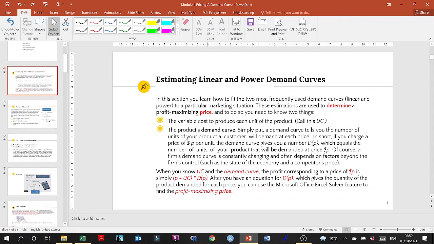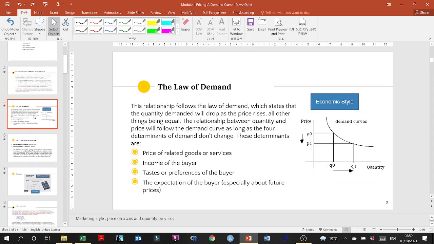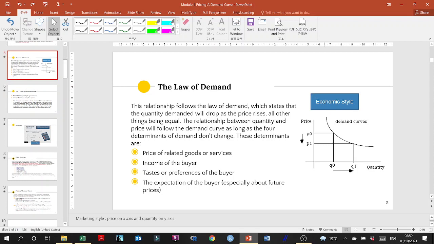We talked a little bit about the formation of the demand curve. We said that if you took an economics class, you've been plotting the price on the y-axis and the quantity or the demand on the x-axis. In the marketing style, we always plot the price on the x-axis and the quantity or the demand, which is a function of price, on the y-axis. Mathematically, it does make sense that demand, which is a function of price, is plotted on the y-axis. And we are changing the price.